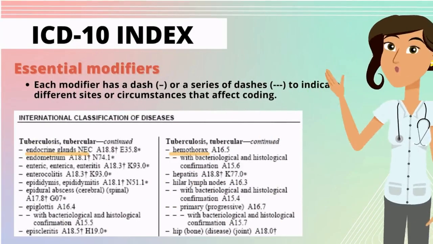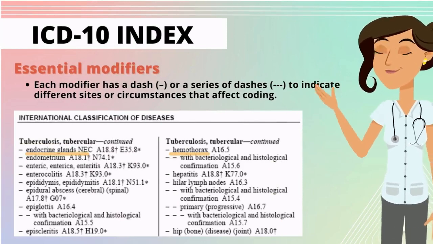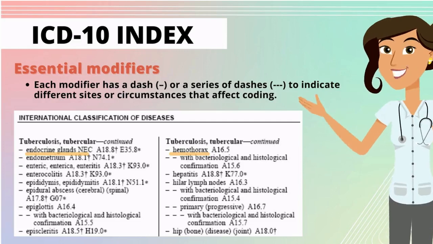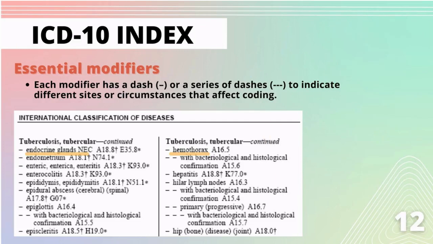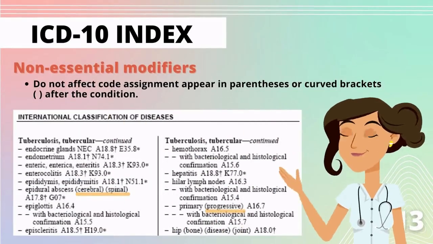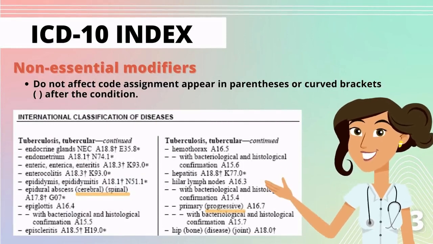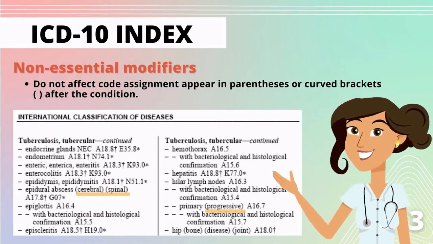Essential modifiers. These indented modifiers or qualifiers are usually varieties, sites, or circumstances that affect coding. Each modifier has a dash, or a series of dashes, to indicate different sites or circumstances that affect coding. Non-essential modifiers. These modifiers do not affect code assignment and appear in parentheses or curved brackets after the condition.